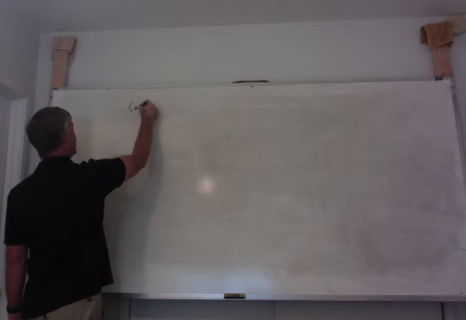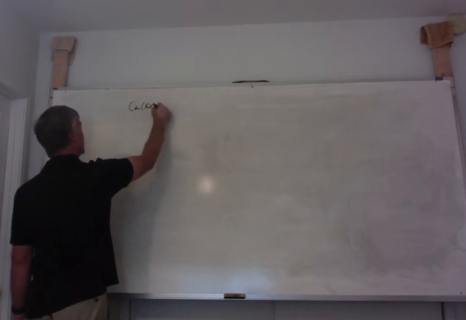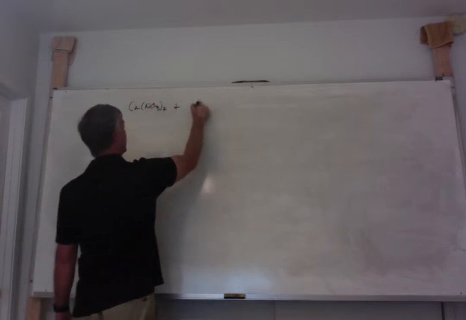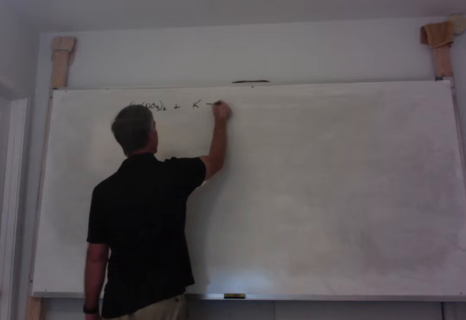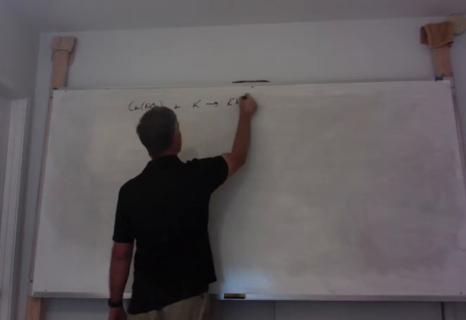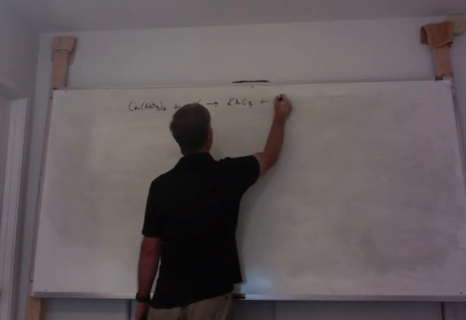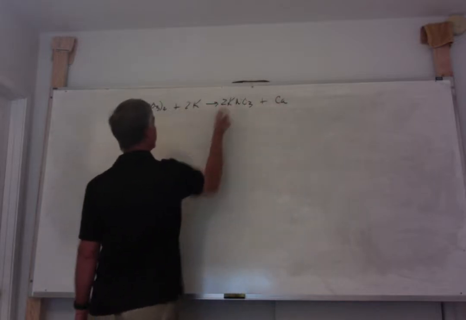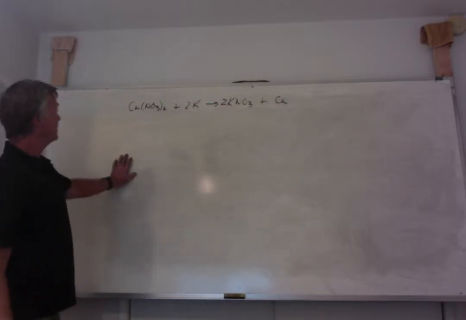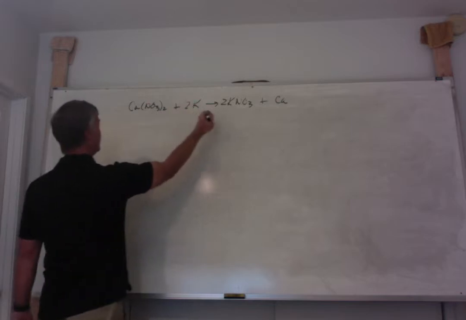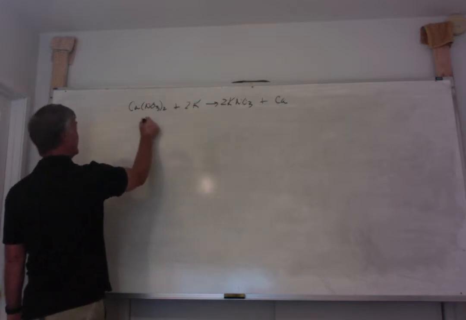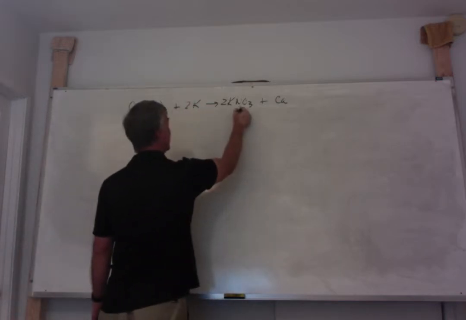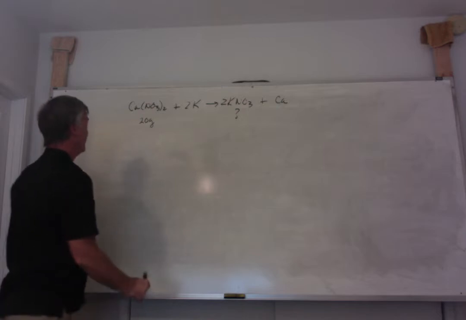Let's just say we have calcium nitrate plus, let's say, potassium, and that gives, we call that a single replacement reaction. Because of that, we'd need a 2 here and a 2 here. The simplest stoichiometry problem would be where I tell you that you've got 20 grams of this, and how many grams of that are we going to come out with?